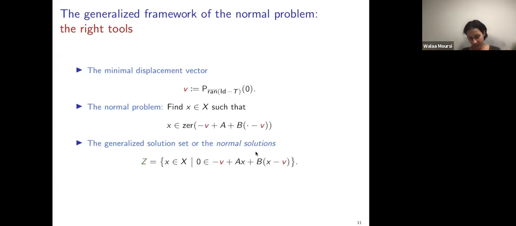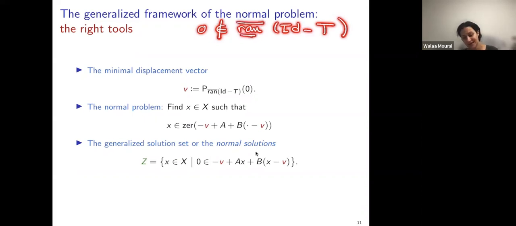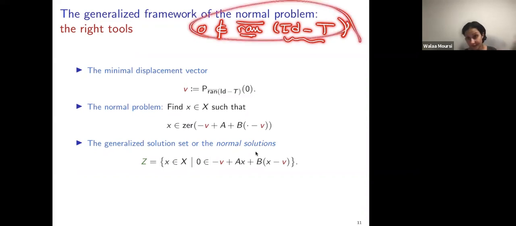So observe that the absence of fixed points means that 0 is not in the range of identity minus T. Otherwise, if 0 is there, it means we have a fixed point. There's something really nice about this set. If we close it up, it's non-empty, closed and convex, because this operator is maximally monotone, and therefore its range is a non-empty closed convex set. And therefore the projection onto this range is well defined.